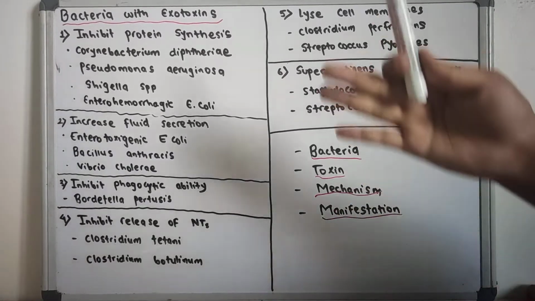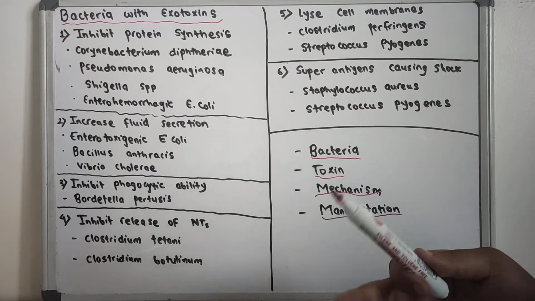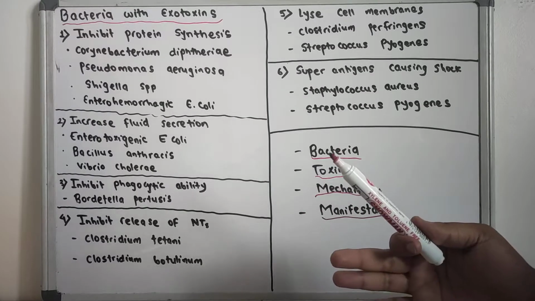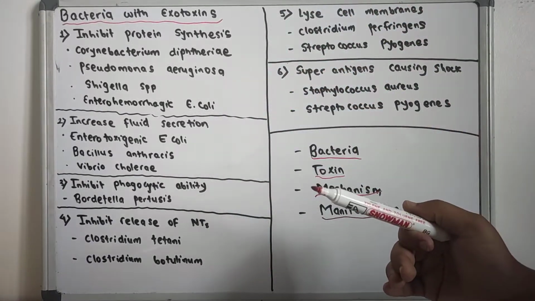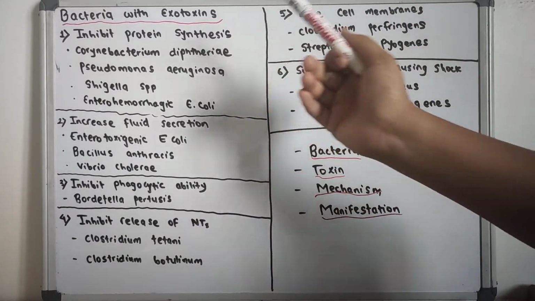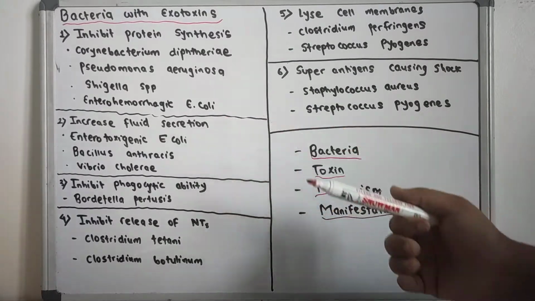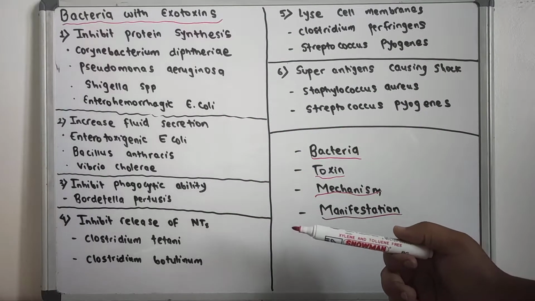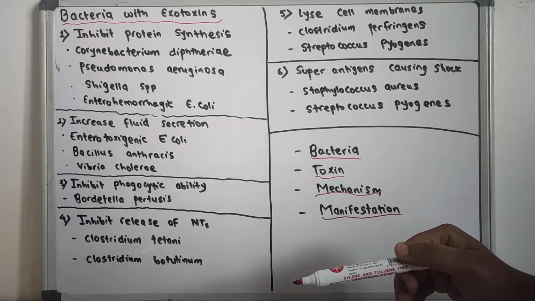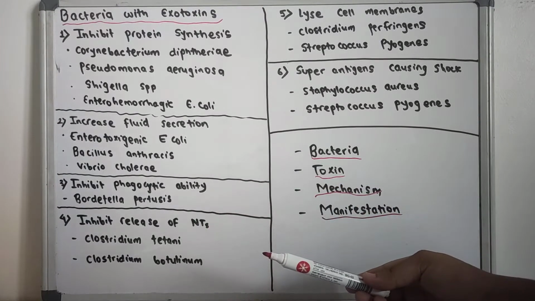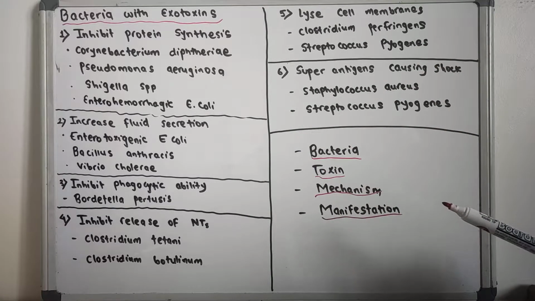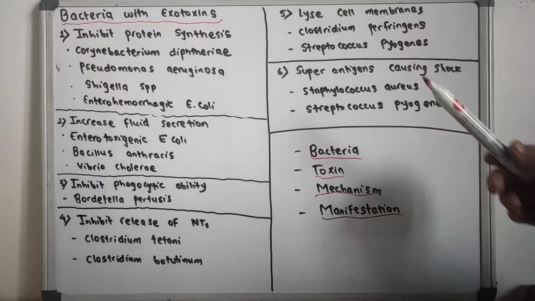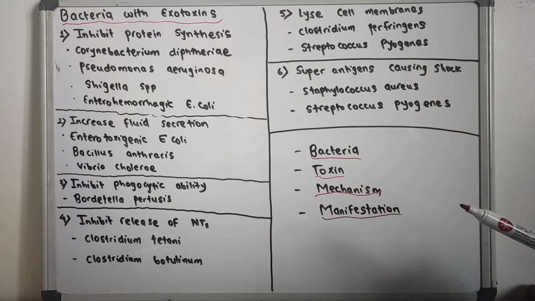Generally classifying, here I have classified the bacteria with exotoxin into 6 types. Those are the exotoxins which inhibit protein synthesis, second which increase fluid secretion, third which inhibit phagocytic activity, fourth which inhibit the release of neurotransmitter, another one those exotoxins which lyse the cell membranes, and another are the superantigens that cause shock when they enter our body.